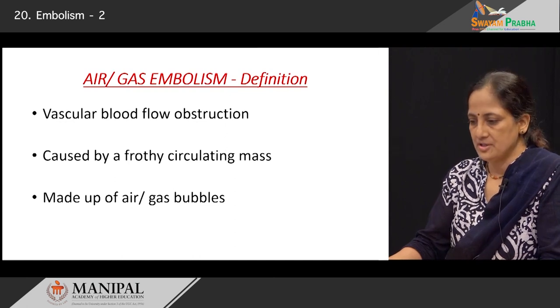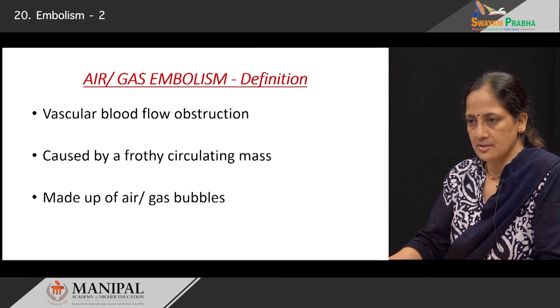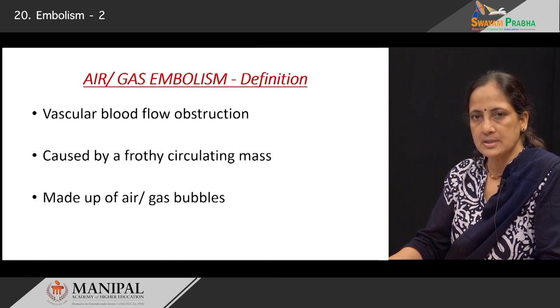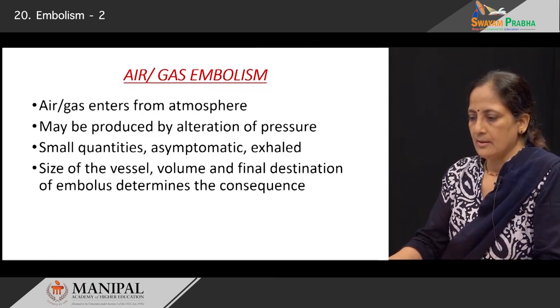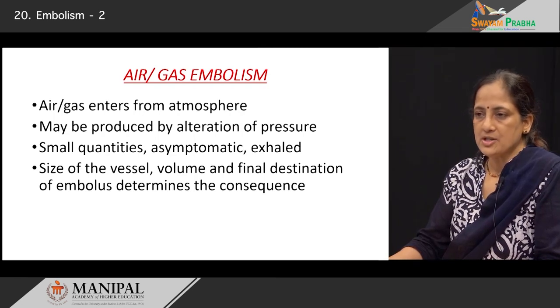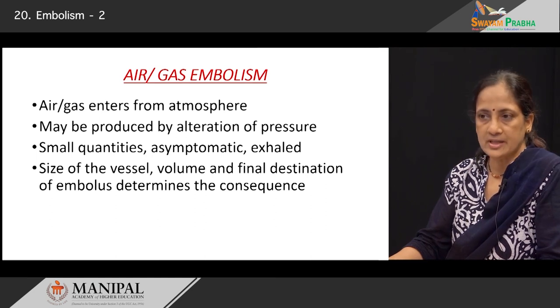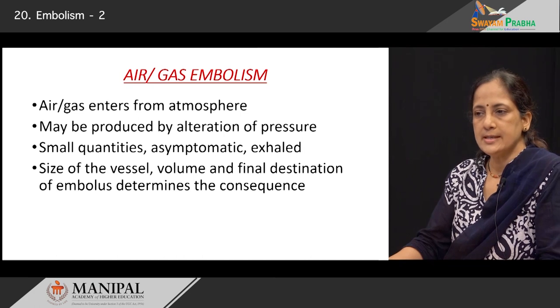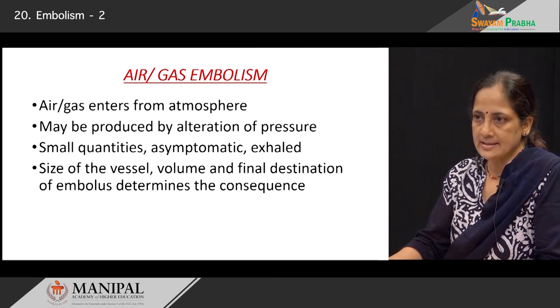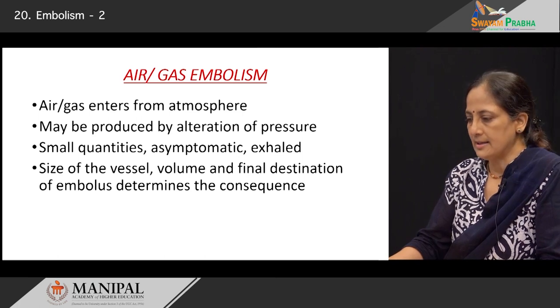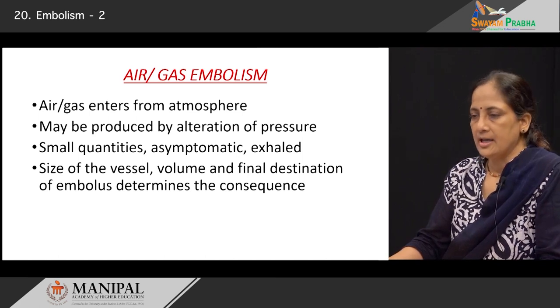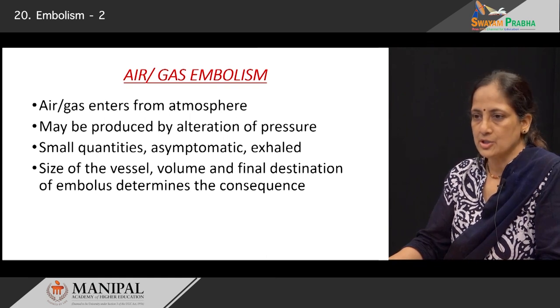Air embolism by definition means vascular blood flow obstruction caused by a frothy circulating mass made up of air and gas bubbles mixed with the blood. This air usually enters the circulation from the atmosphere, or it can be produced within the body when the body is subjected to wide differences in atmospheric pressure. Small quantities of such air emboli are usually asymptomatic. They can reach the alveoli of the lungs and be exhaled. However, if large volumes of air or gas are present in the tissue, they do become clinically symptomatic.